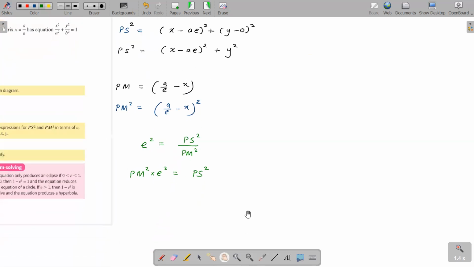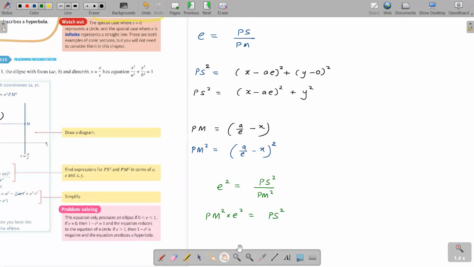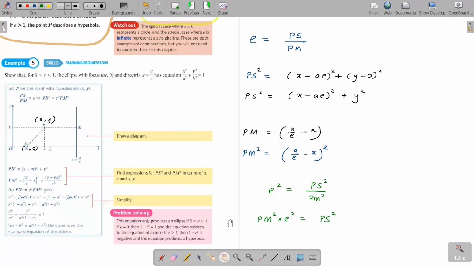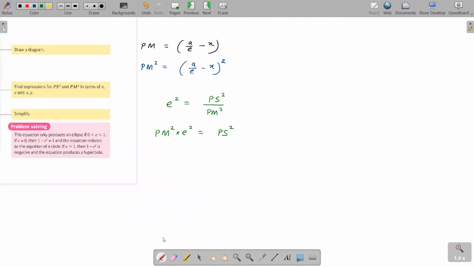Is that okay? Okay, now let's substitute these values, and we have to get this, show that, right? What are we supposed to do? They are asking you to show that for E between 0 and 1, the ellipse with this focus and this directrix has this equation. Basically, this is the show that you need to get. Are you guys with me? We need to work towards this. This is our end goal. We need to get this, okay? Shall we try to get that? Okay, so let's work on this.